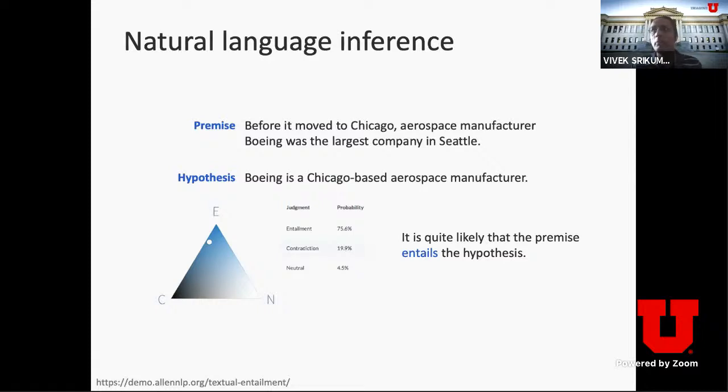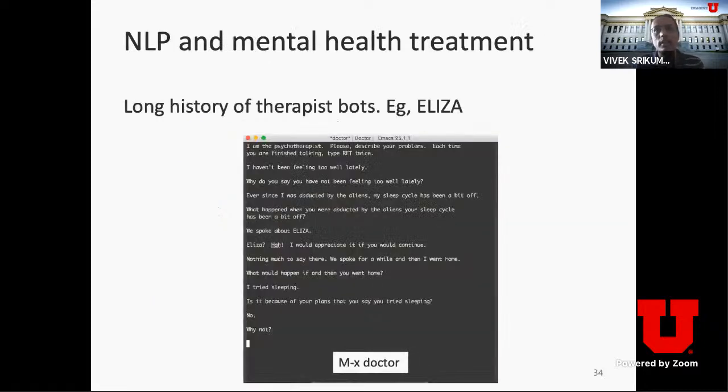But before that, another interesting place where natural language processing can be used, and something of interest to me, is thinking about how we can use NLP systems for improving mental health. There's a long history of therapist bots in natural language processing, including ELIZA. If any of you use Emacs, you actually have a version of ELIZA running on your computer, and I'll show you a version of it and we can chat with it for a bit.